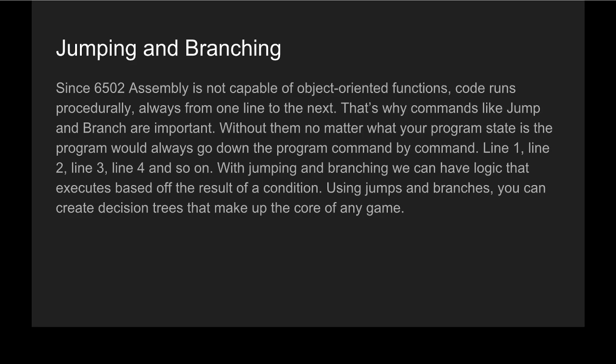Without them, no matter what your program state is, the program would always go down the same way, command by command. Line 1, line 2, line 3, 4, 5, 6, 7, 8, 9, etc. With jumping and branching, we can have logic that executes based off the results of a condition. So, line 4 could be if the player is pressing the attack button. And then if so, we jump to line 10. With branches and jumps, you go from a static program to a game.